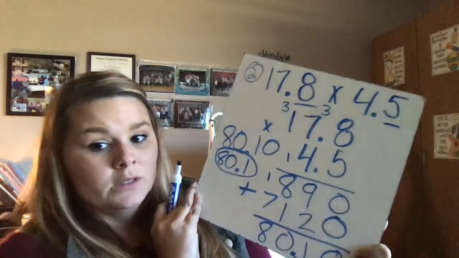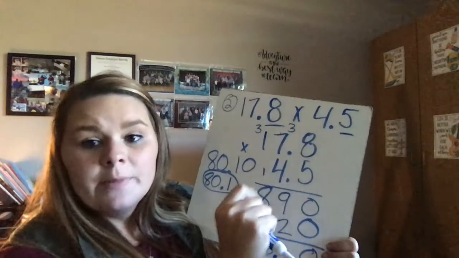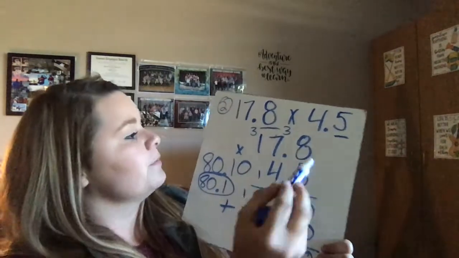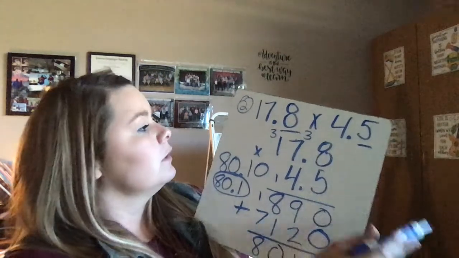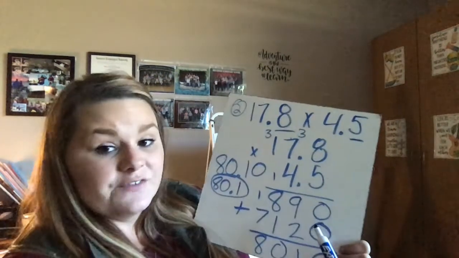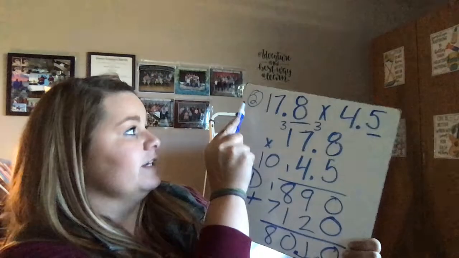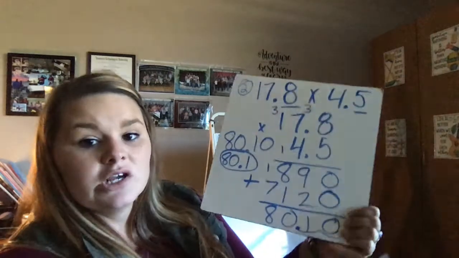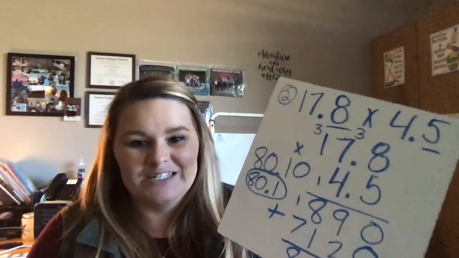Okay. So just to kind of recap, when you start a problem that you're going to solve using the standard algorithm, you can see how many digits are after the decimal in the factors. Then you can solve it as if they're whole numbers and then move your decimal. The same number of digits that are after the decimal in your factors will be in your product. So that is how you multiply decimals using the standard algorithm.